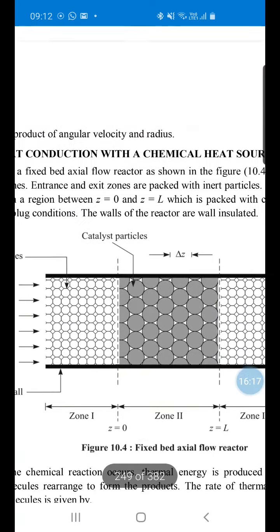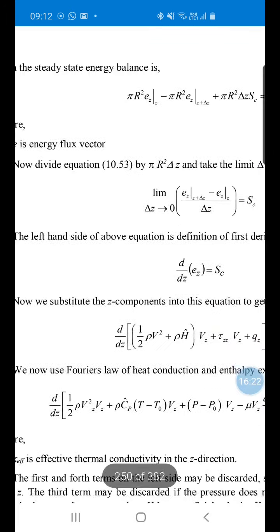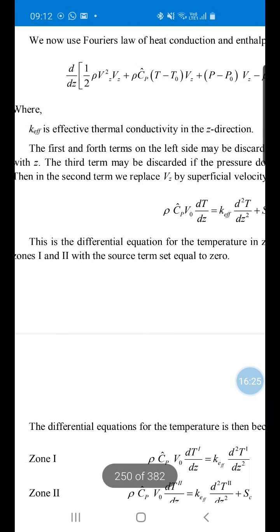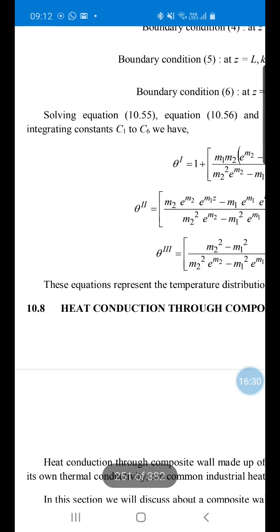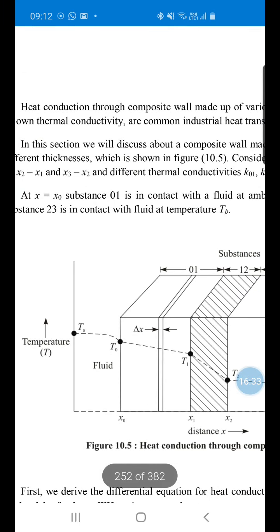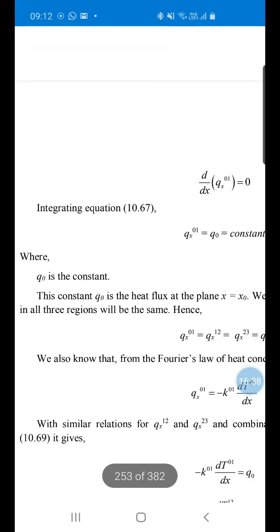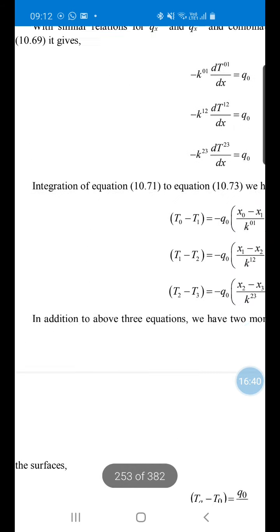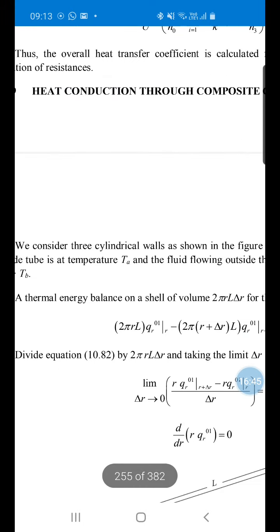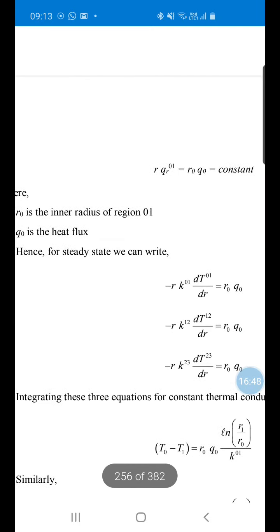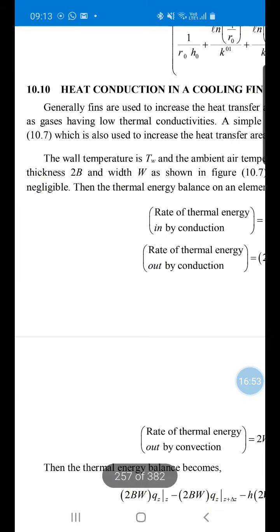Heat conduction with electric heat source. Again, this derivation also requires a lot of assumptions, so this will also be beyond the syllabus. So only the important derivations are the electric heat source and the viscous heat source. This composite cylinder is also not right now in the syllabus. So only keep in mind the final equation, so if any problem is asked, you can solve that. Heat conduction through the composite cylinder is also out of syllabus.